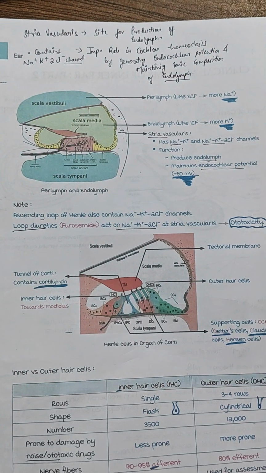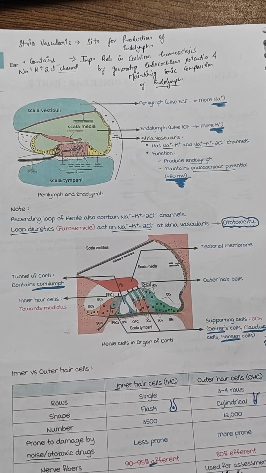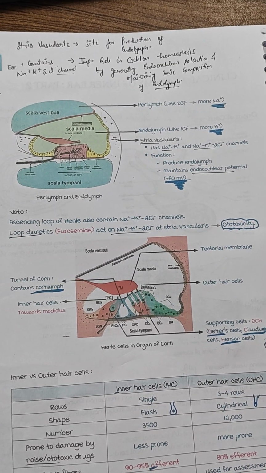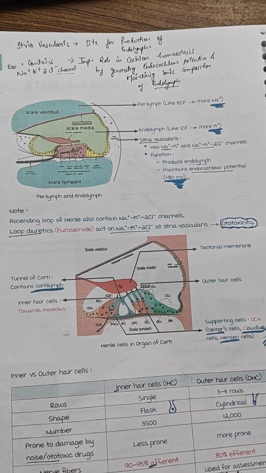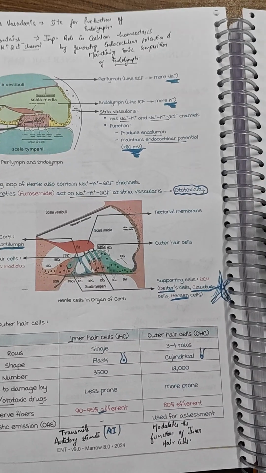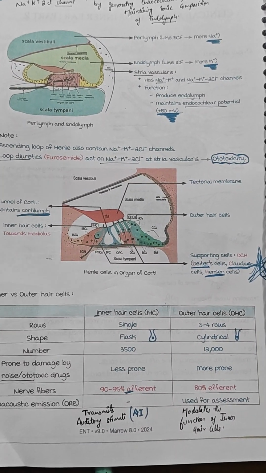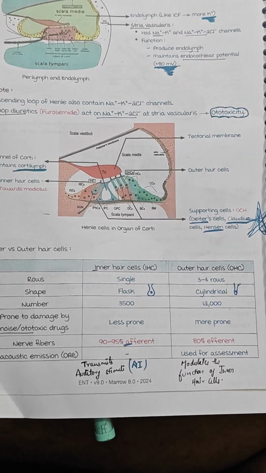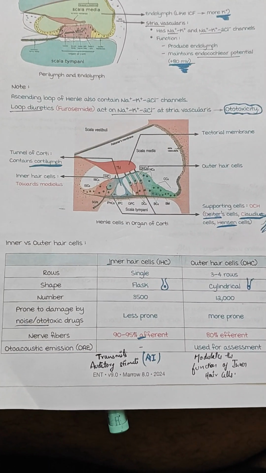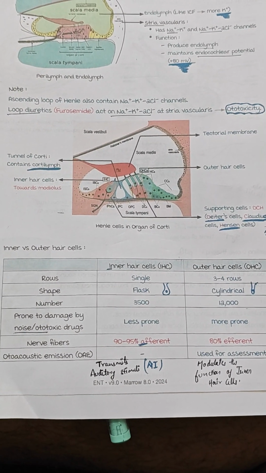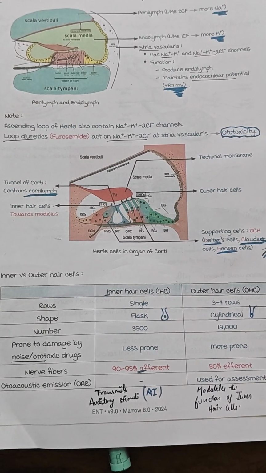Okay, guys. So what are the supporting cells? Supporting cells support the outer hair cells, and are also named DCH, like Deiters, Claudius, and Hensen. Now here we will also see the difference between the inner hair cells and the outer hair cells. In this chart we can see that, first, on the basis of rows, the inner hair cells are arranged in a single row, whereas the outer hair cells are arranged in 3 to 4 rows.